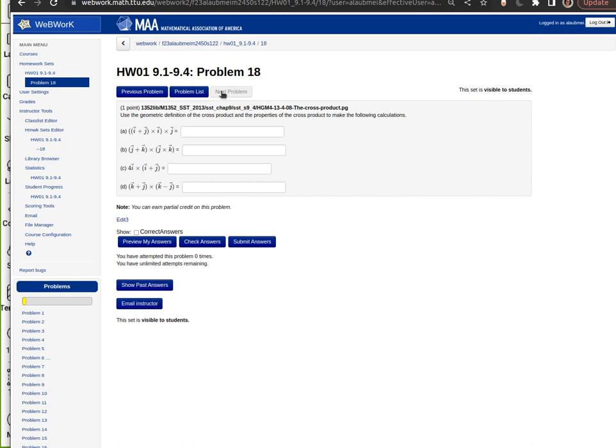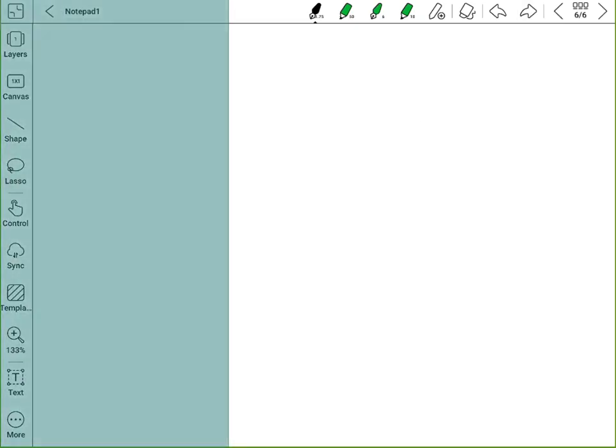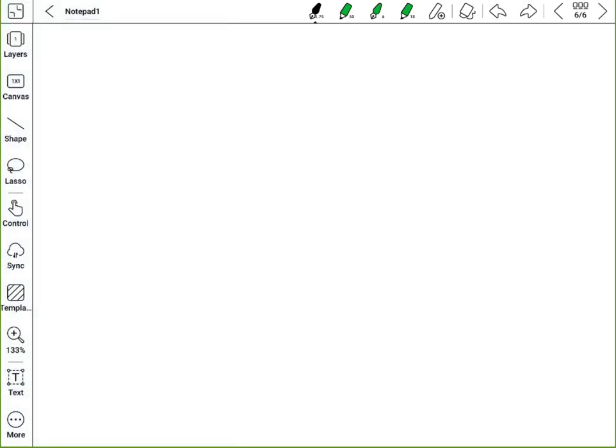Next up is problem 18, which is this one with the components. It's the last problem of the homework, so if you get to this point, great. And all I really wanted to do here is sketch those component vectors. I told you earlier that i hat is 1, 0, 0, j hat is 0, 1, 0, and k hat is 0, 0, 1.